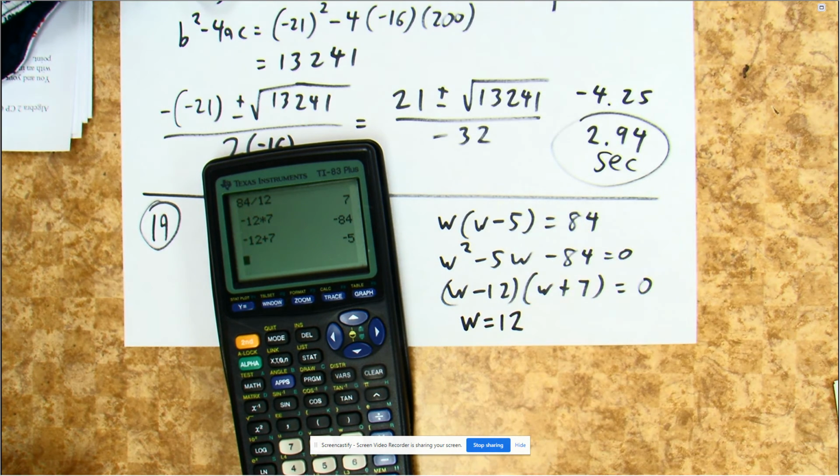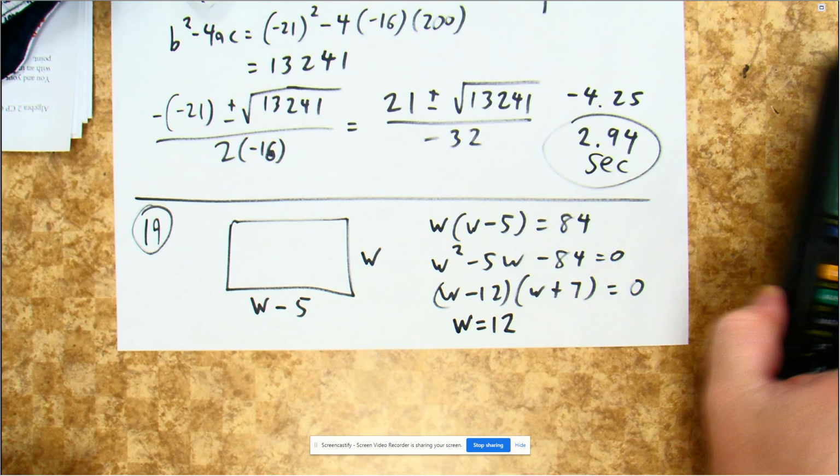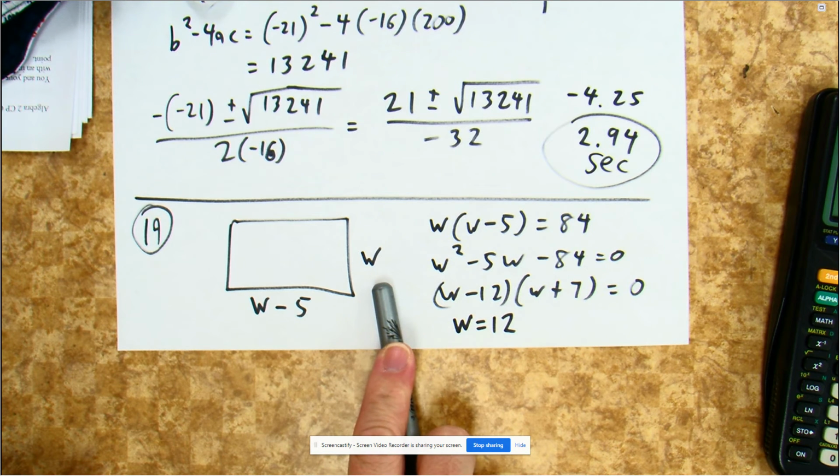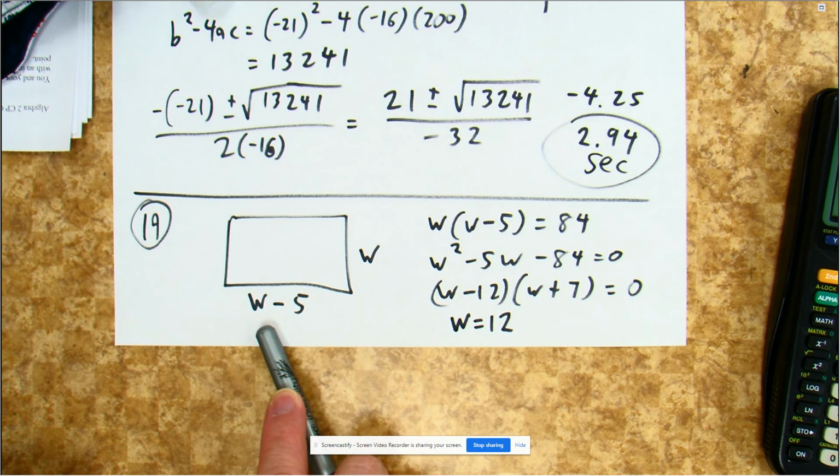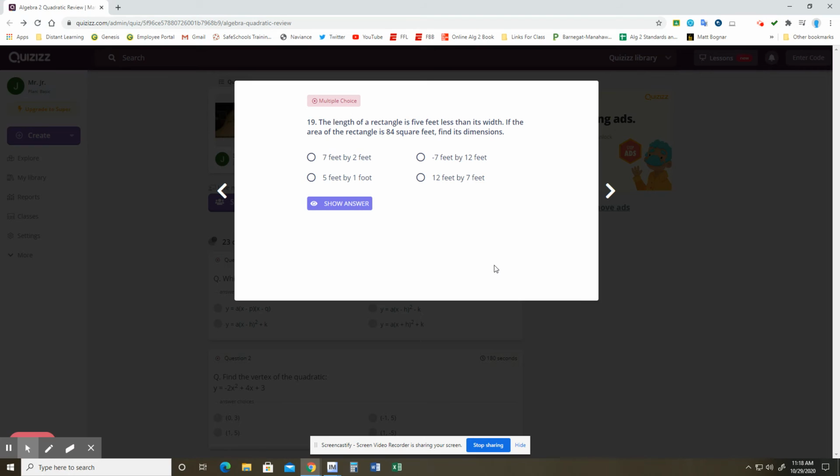The width has to be equal to 12. Now, given that the width is equal to 12, that means that the length has to be 7, positive 7, because you plug the 12 in right there. 12 is feet, I think. Yeah, 12 feet by 7 feet, which has to be the bottom right answer.